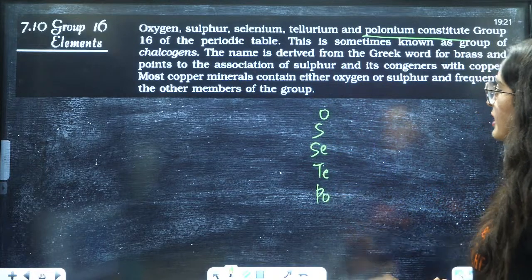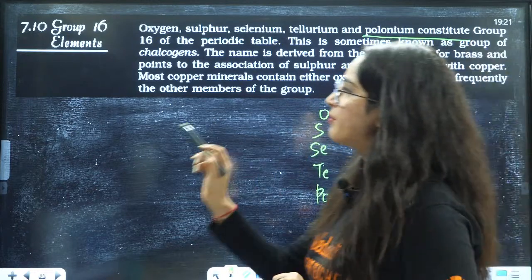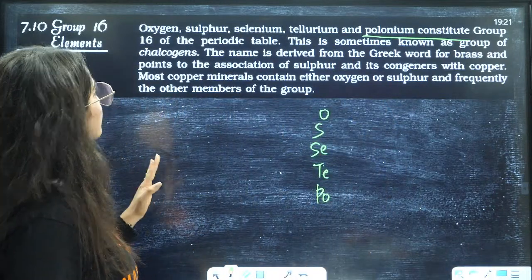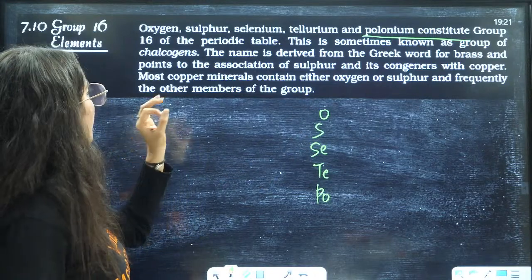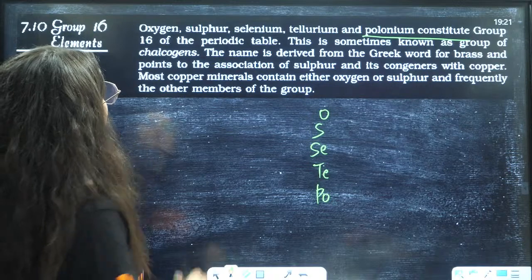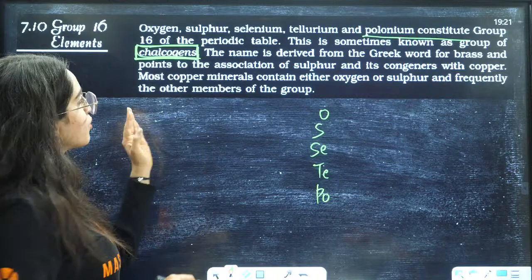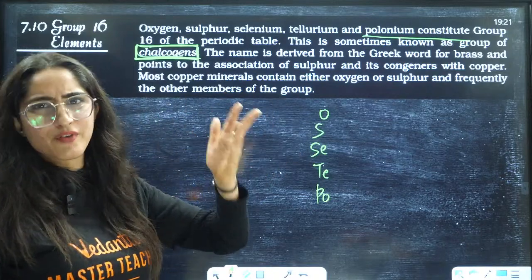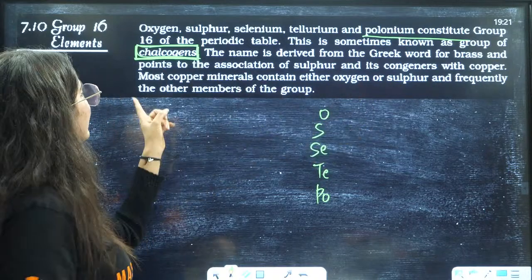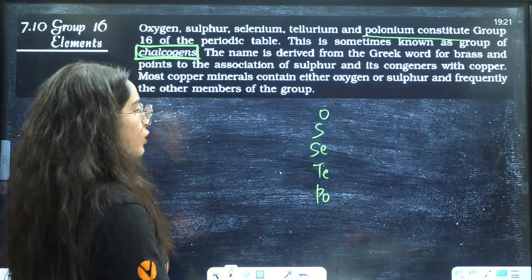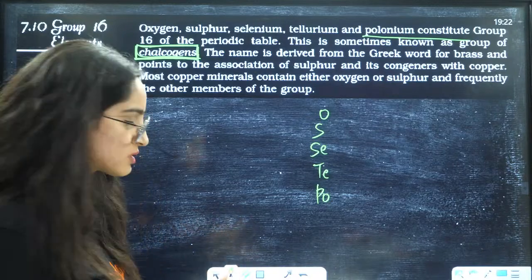So this becomes your group number 16. The name is derived from the Greek word for brass and points to the association of sulfur and its congeners with copper. Now they are saying that this group is known as chalcogens. Most copper minerals, because it forms different alloys, contain either oxygen or sulfur, and frequently the other members of the group. Because copper contains these things, that is why it is called chalcogens.